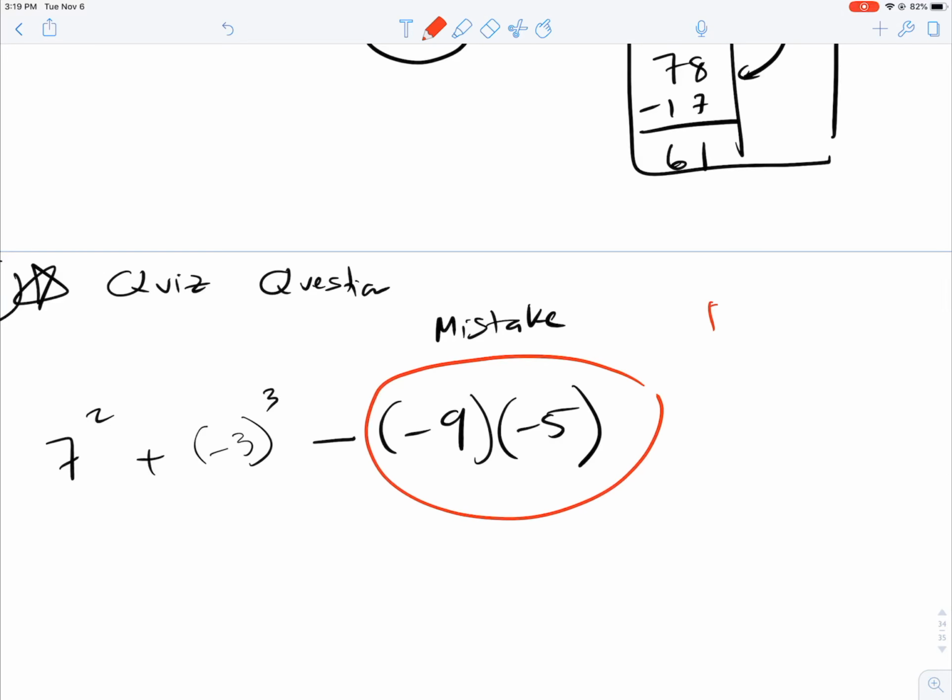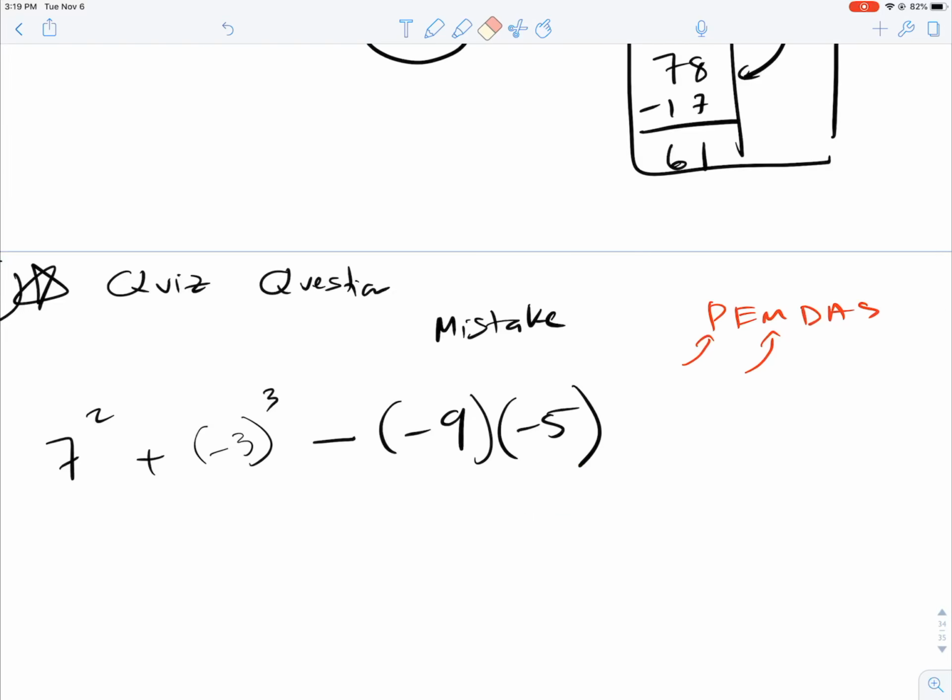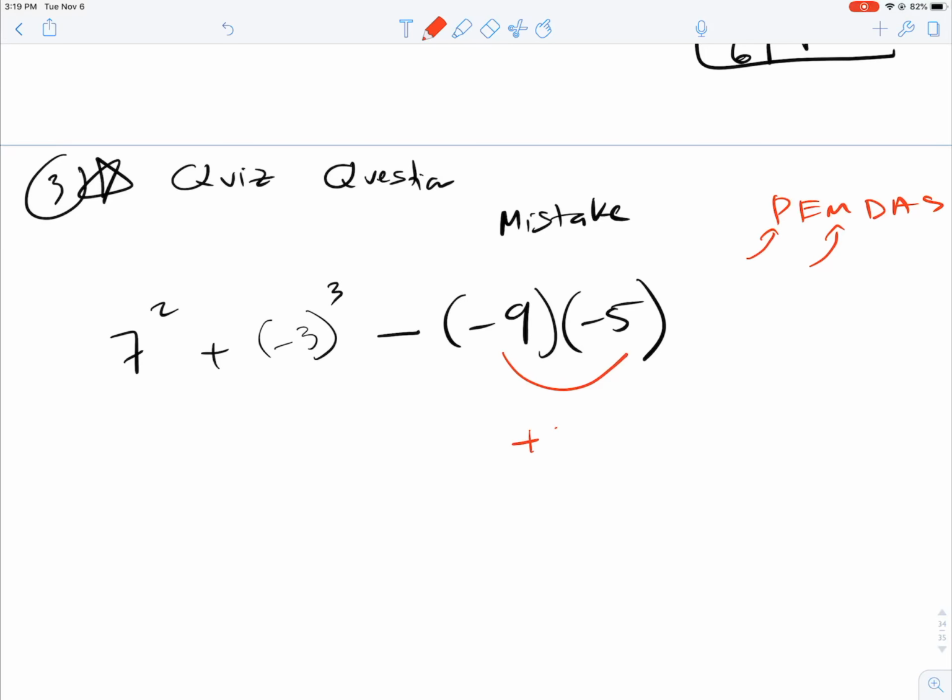Okay, so if we go to PEMDAS, we look at parentheses, and we don't have any. We look at exponents as well, but in this case, inside here, we have to focus on multiplication. So we do multiplication always before we do subtraction or addition. The first thing I have to do is multiply these two together. That's going to give me positive 45.